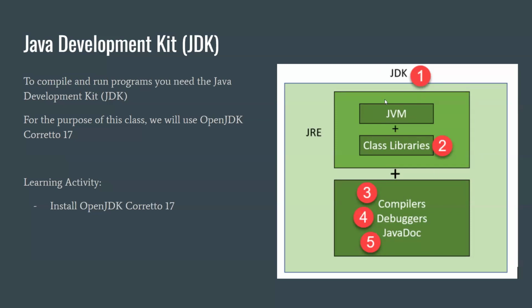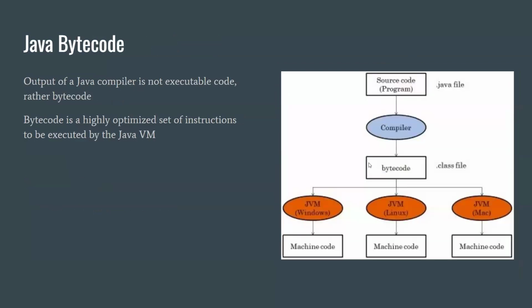If you look at this drawing, you will see that inside JDK, there is JRE, which contains JVM, class libraries, and compilers, debugger, Javadoc. A little bit of Java bytecode.